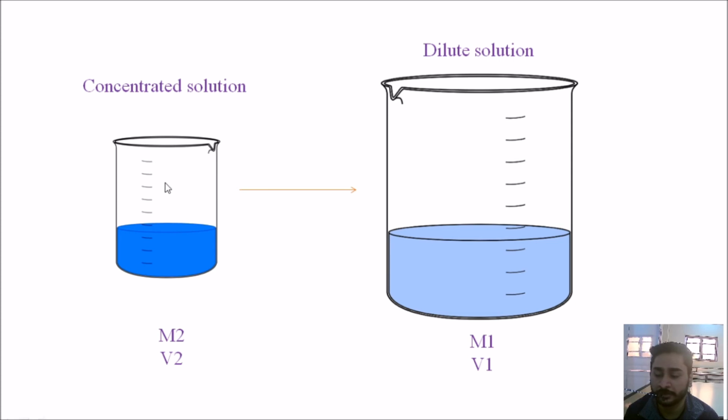So for concentrated solution, let's suppose the molarity is M2 and the volume is V2. And for dilute solution, let's suppose the molarity is M1 and the volume is V1. Always remember, M1 V1 for dilute solution, M2 V2 for concentrated solution. In order to convert this concentrated solution into dilute solution, I'm going to add more solvent to it. If I add more solvent, it's going to make it dilute, and in that case, of course, the molarity is going to change.